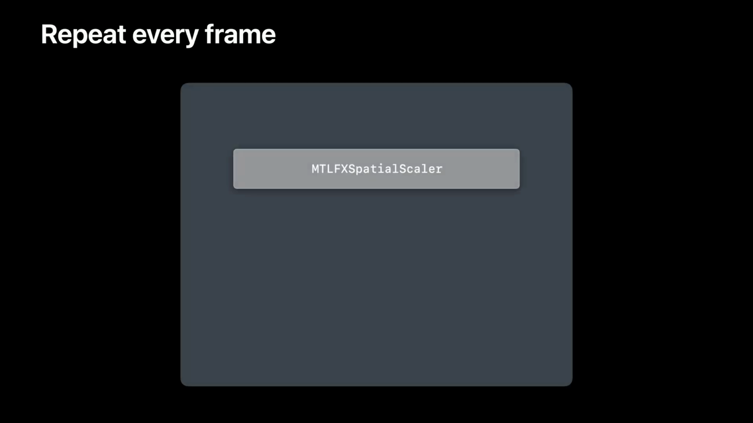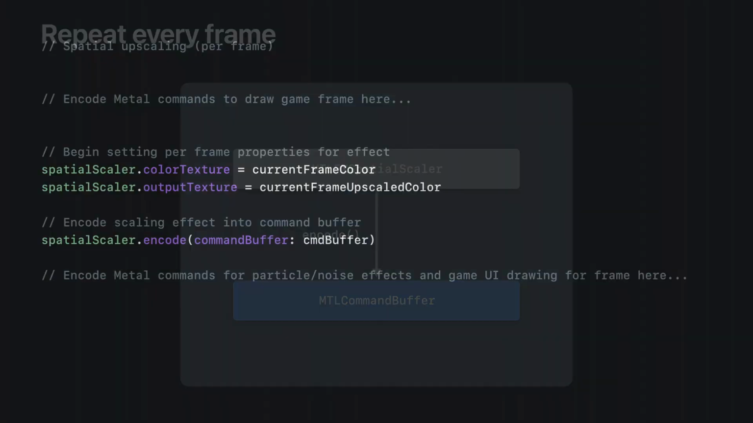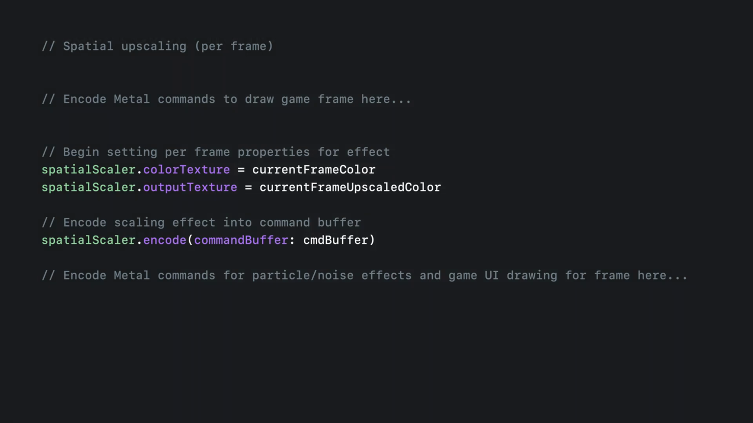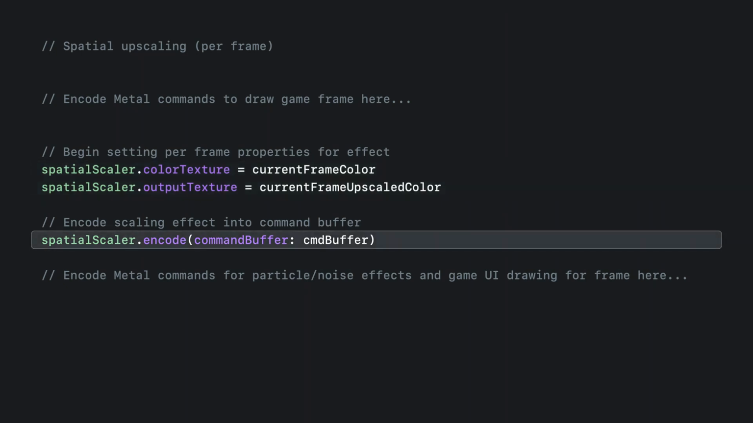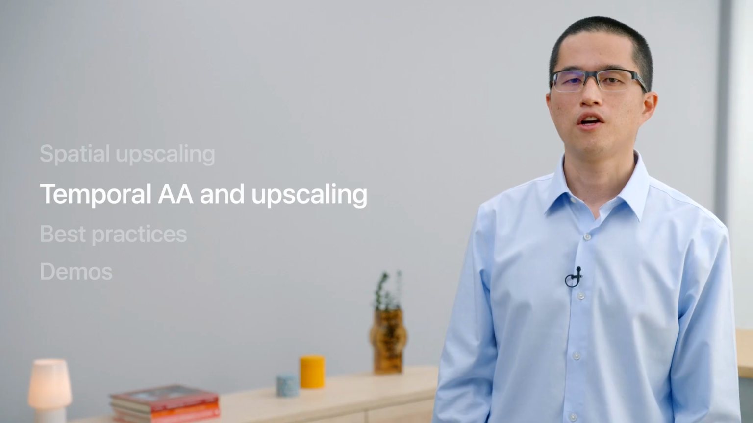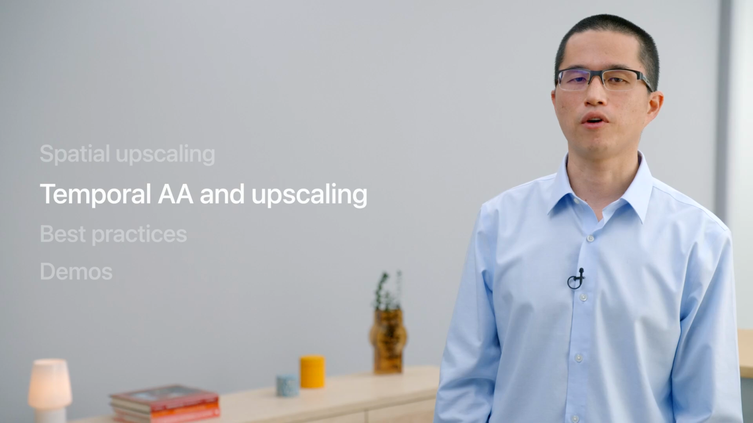Once the scalar object is created, you can modify the properties of the object as frequently as you want, and call the encode method to start the upscaling process. In your per frame draw code, make sure the correct input and output textures are being set on the scalar object before encoding the scaling effect into the command buffer. Spatial upscaling offers a simple way to boost performance. And when you want even higher quality rendering, that's where MetalFX temporal anti-aliasing and upscaling comes in.